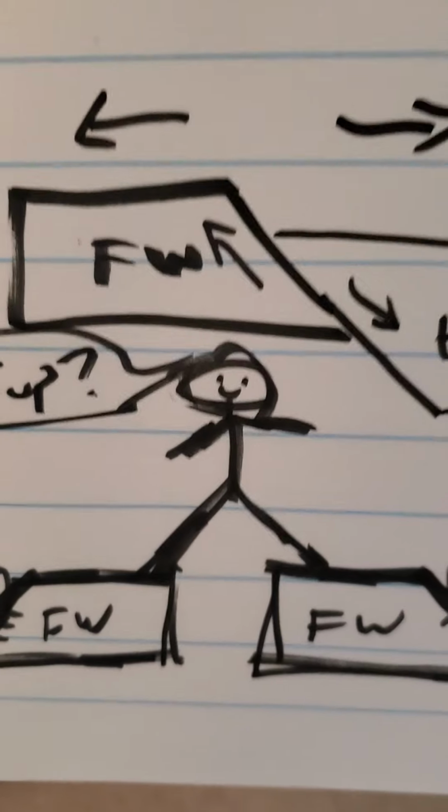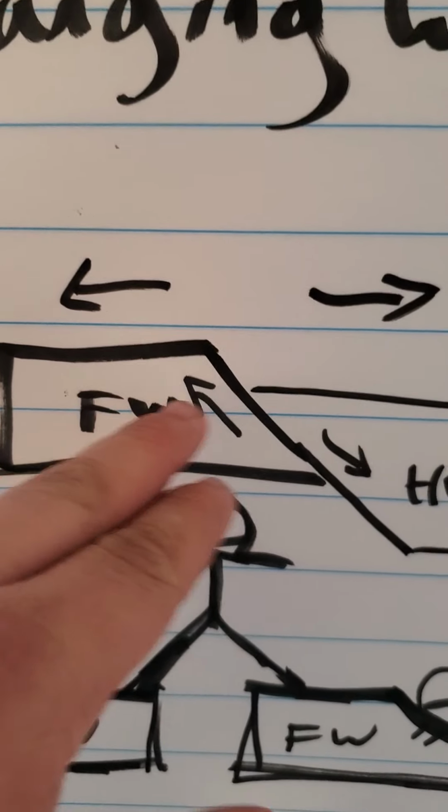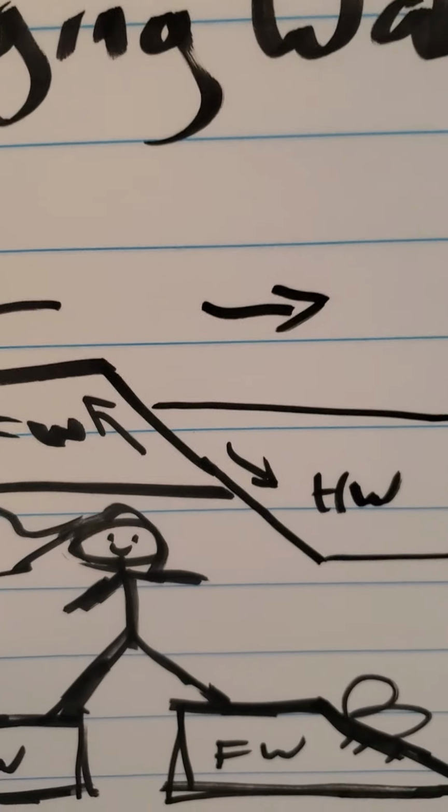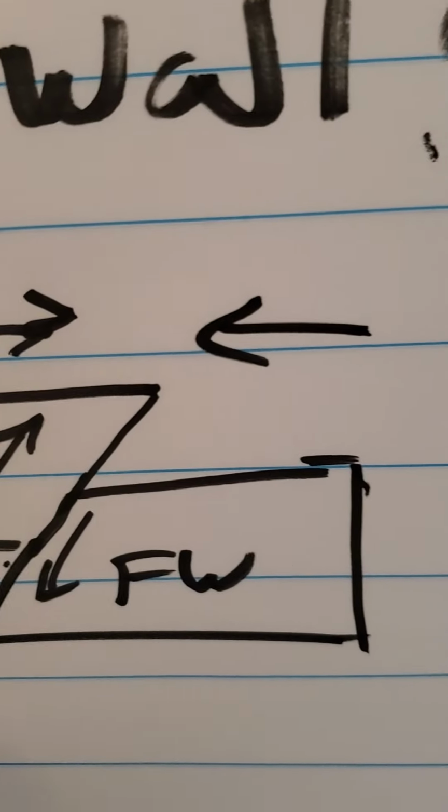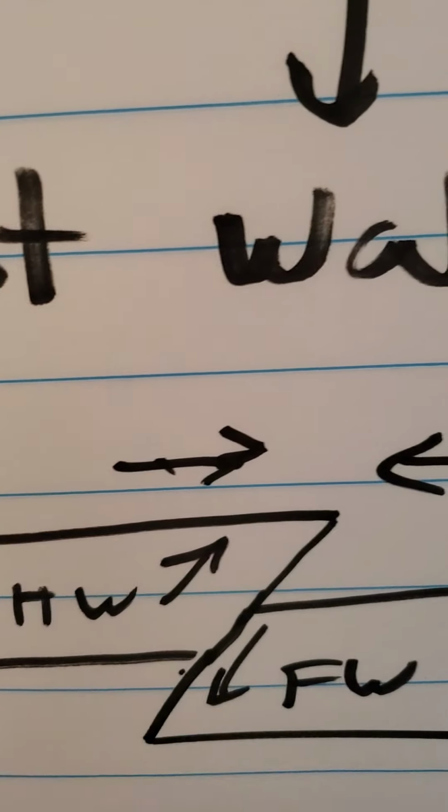So there you go. In this one, our hanging wall is sliding down the footwall, and that creates a divergent boundary. And here we have the hanging wall moving up the footwall. That causes a convergent boundary.